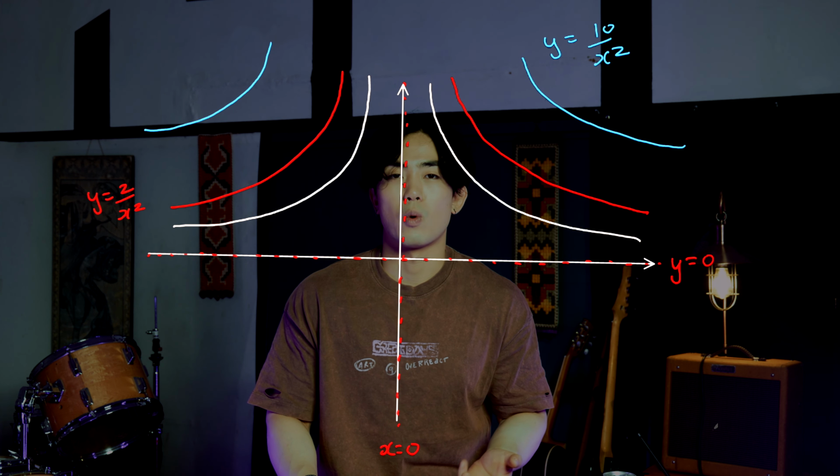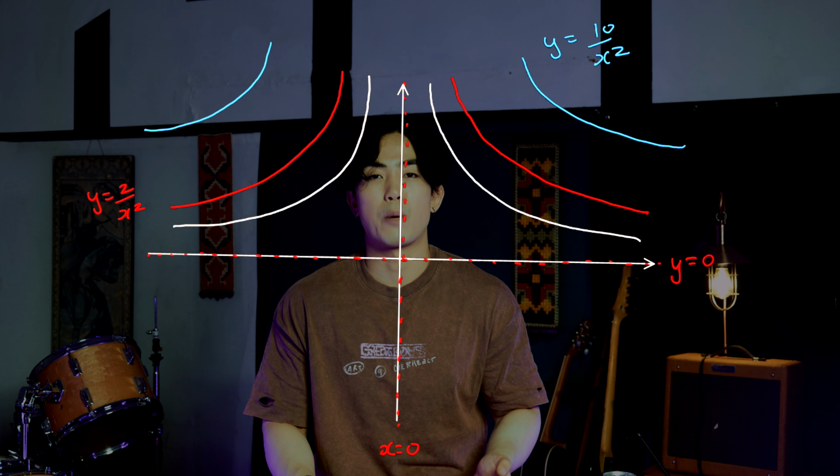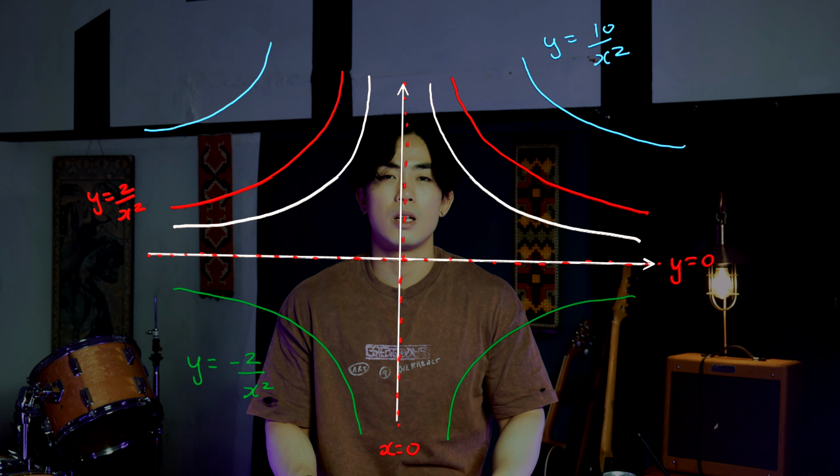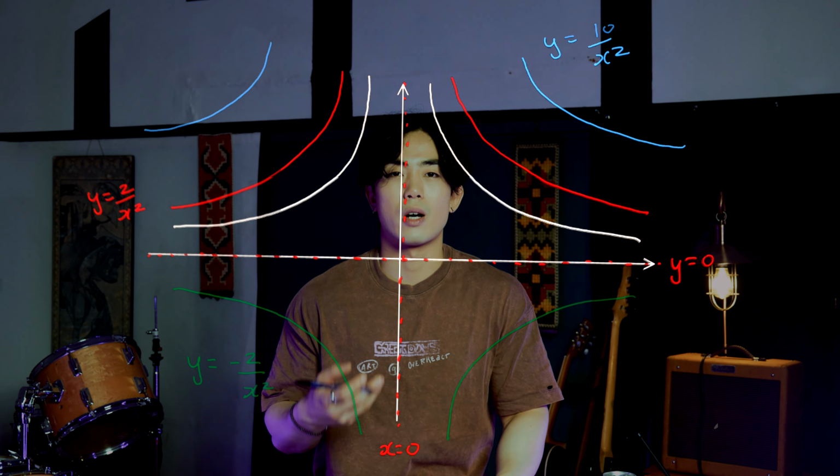If I wanted to sketch y is equal to minus 2 over x squared, then we just reflect it in the x-axis like this. So these are all the specific types of graphs that you need to be aware of. We're now going to be looking at transformations in the next video, moving these graphs all over the place.